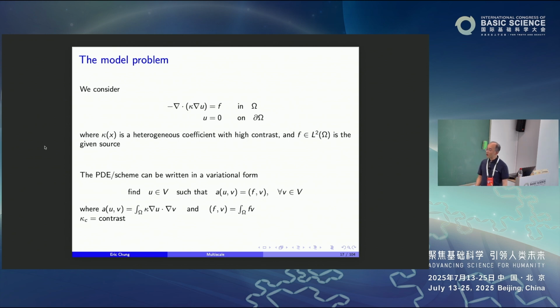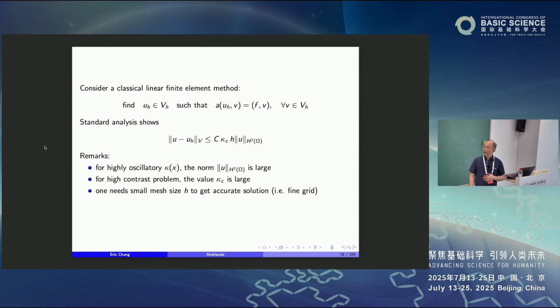And of course, your numerical scheme will also be in the same form. If V is a suitable finite dimensional space, then your scheme may also be written in a form that is similar to this. Now, if you do the classical linear finite element, as we mentioned before, you take a suitable finite element space V_H, and then you try to find the solution u_H that is the solution of this equation. This is also a standard method.